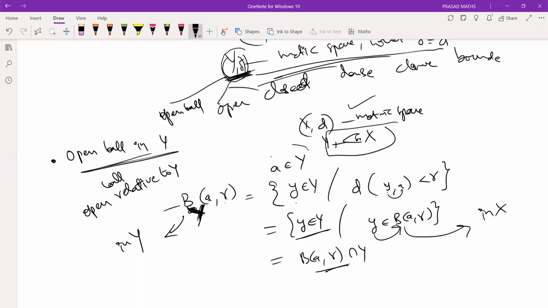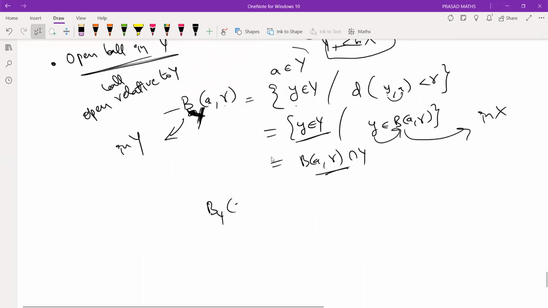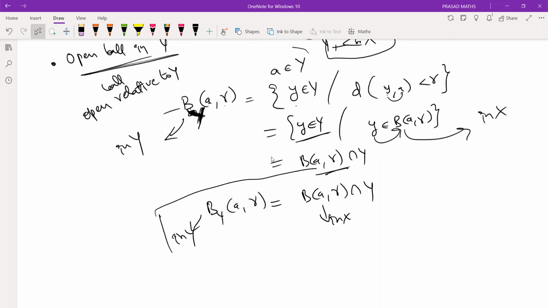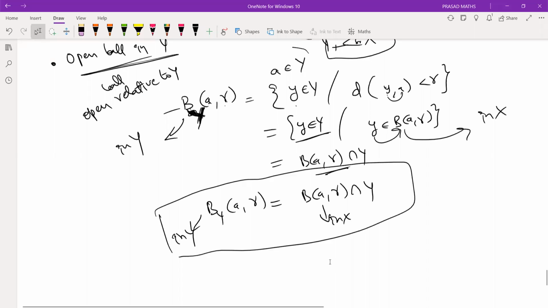So what is my idea? My open ball centered A, radius R, in Y, is nothing but the open ball in X intersection with Y. Is it clear? This is a very, very important fundamental result in topology, of course in metric space. Open ball in Y is nothing but open ball in X intersection with Y. Is it clear?